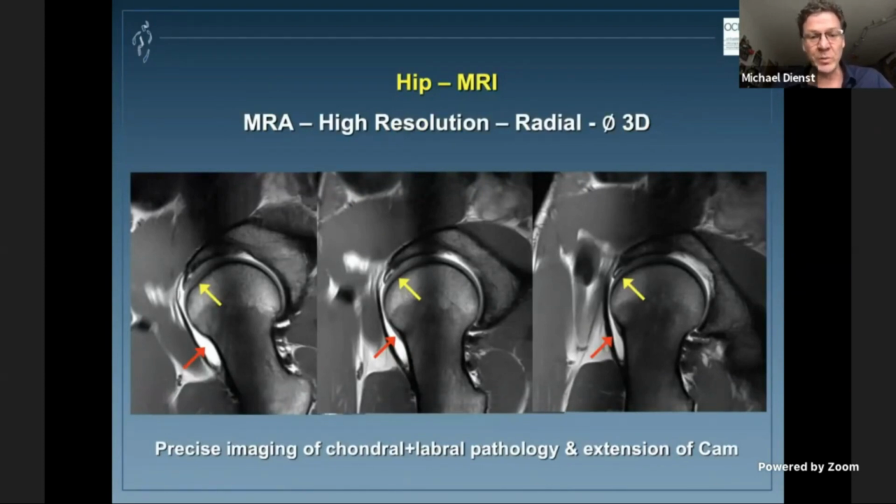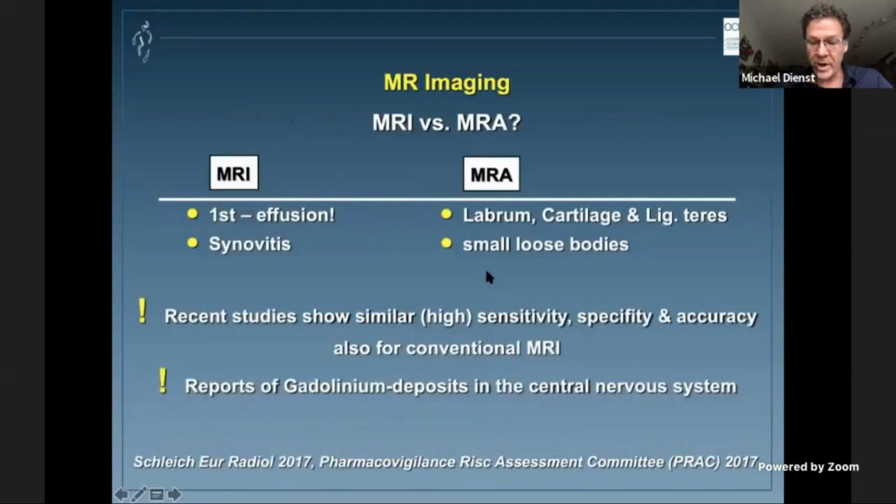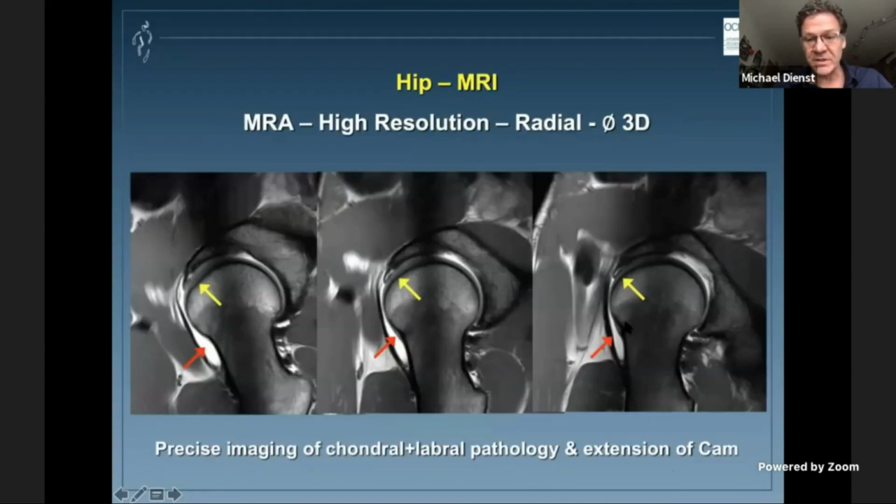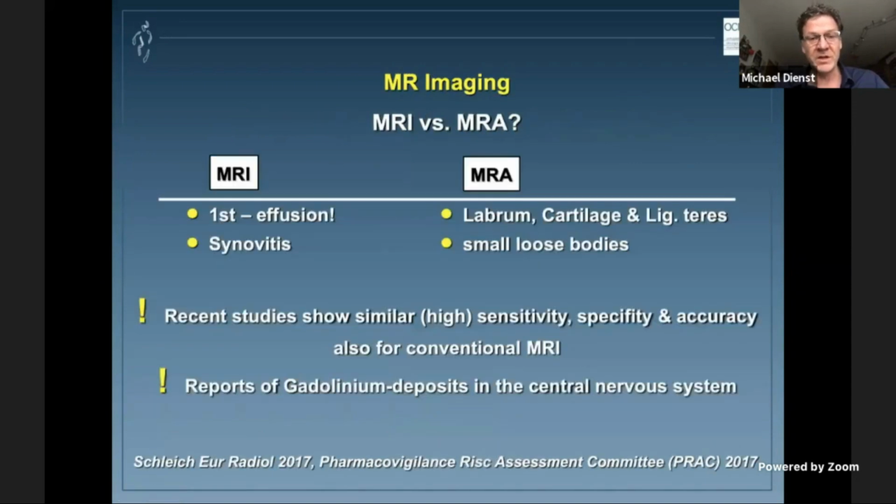High resolution MRI, I think no question, we need high resolution focused MRI of the hip joints in order to see where the labral pathology is, where cartilage deformity is, and also where our cam deformity is located, in order to plan operative treatment.